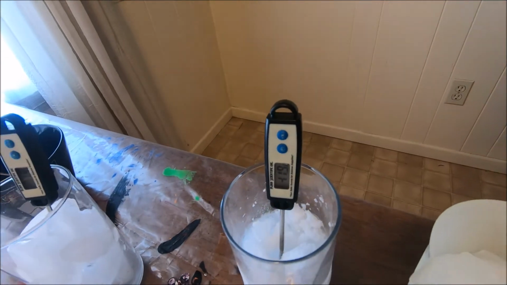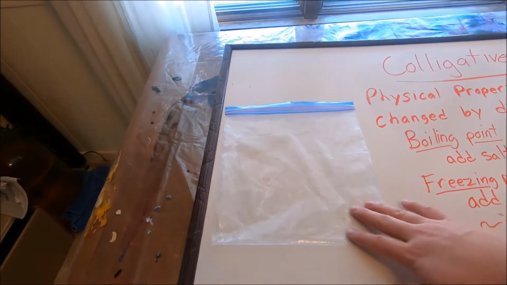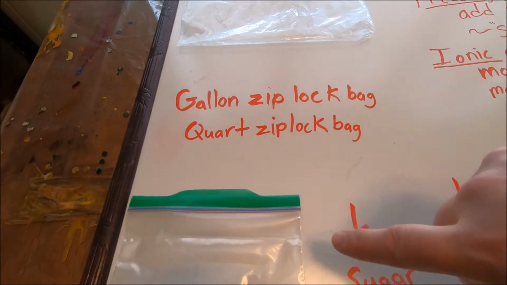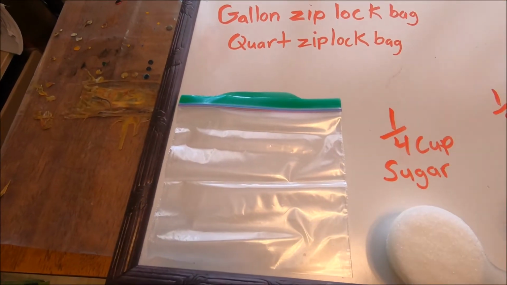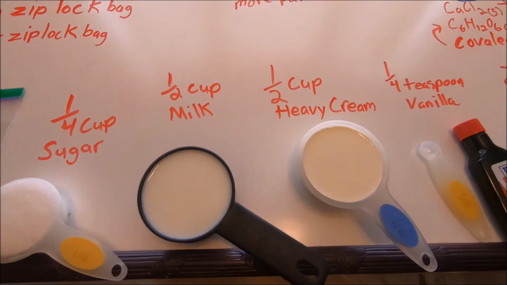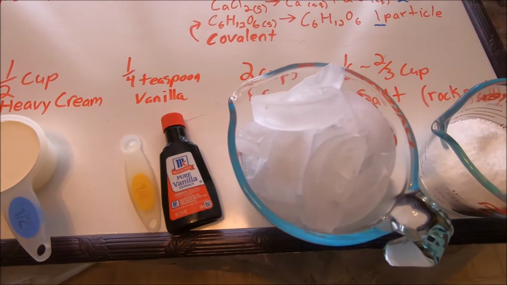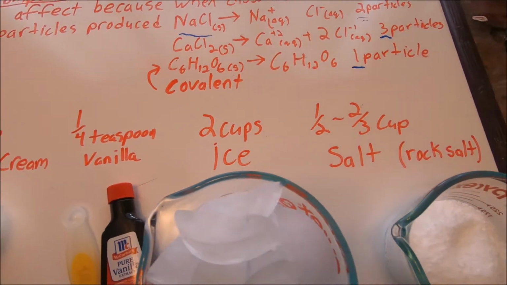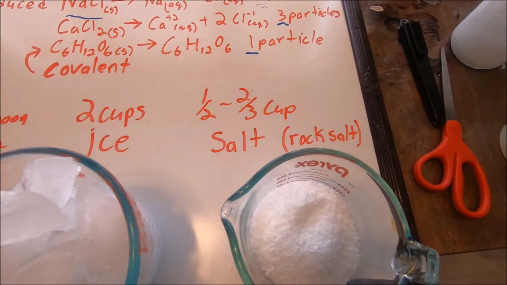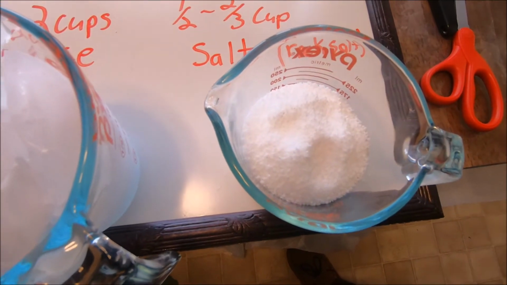For our equipment in lab today, we're going to need one Ziploc gallon bag, one quart bag, a 1/4 cup of sugar, a 1/2 cup of milk, a 1/2 cup of heavy cream or whipping cream, a 1/4 teaspoon of vanilla, a couple cups of ice, and 1/2 to 2/3 of a cup of rock salt. Rock salt is just that heavier, coarse-grained salt. That is going to help us out.